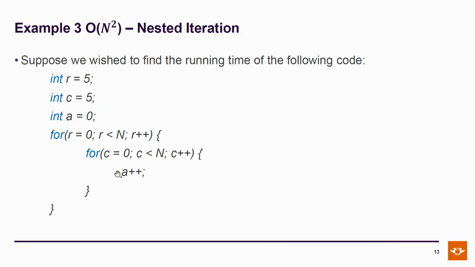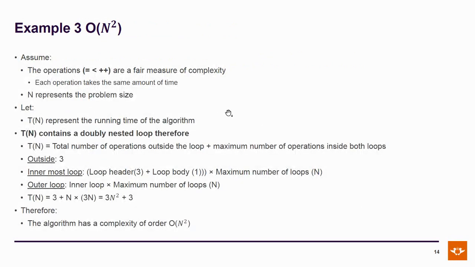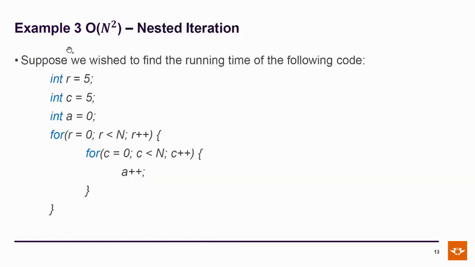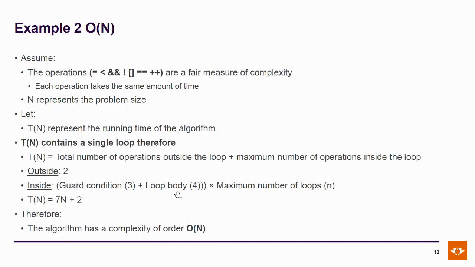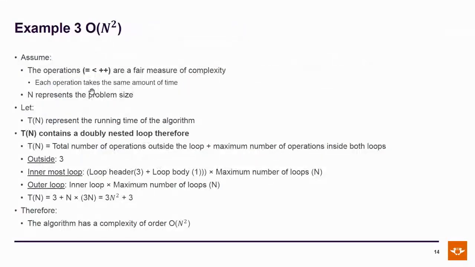So if this occurs n times, the inner loop is going to occur n times. So again, we just spell it out. The operations, list them. It doesn't matter, as I said, as long as they occur throughout the entire path of the code. That's all we really worry about. Take the same amount of time.